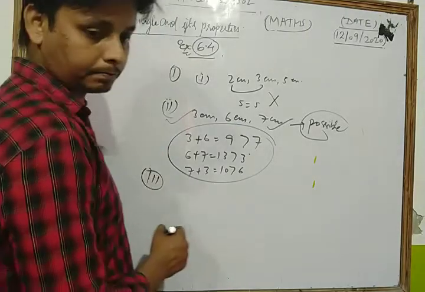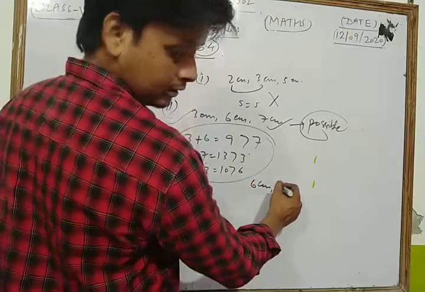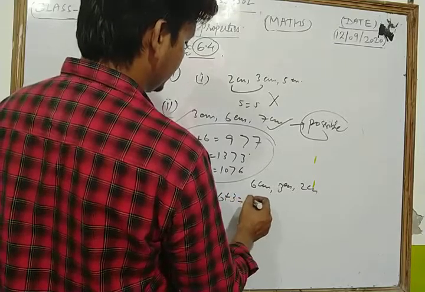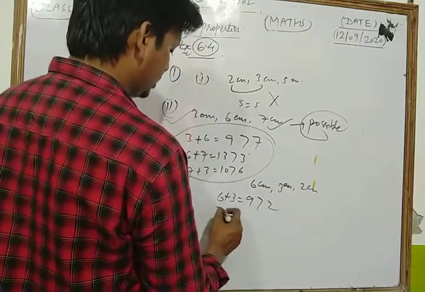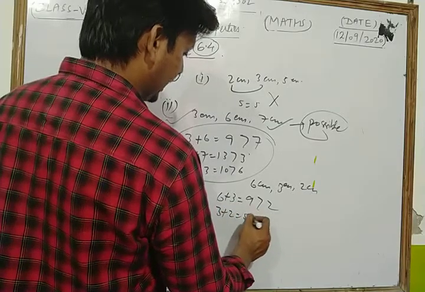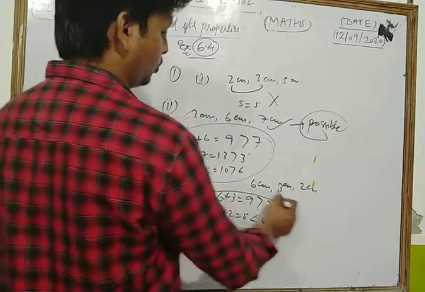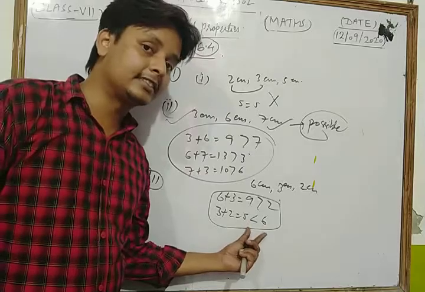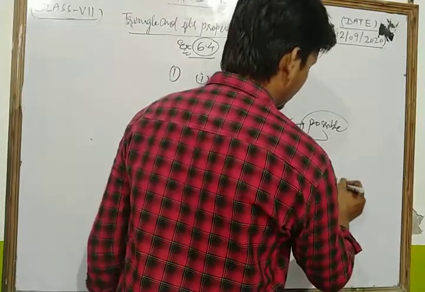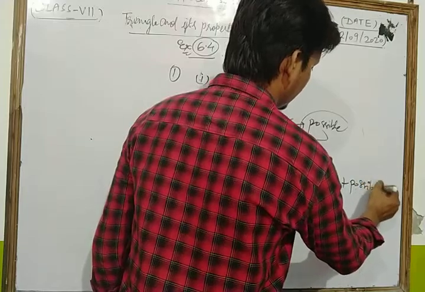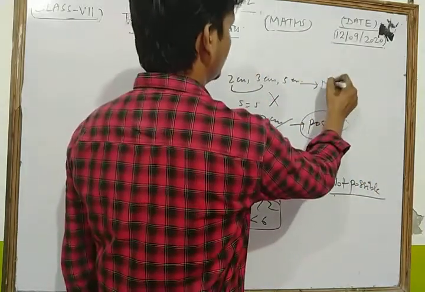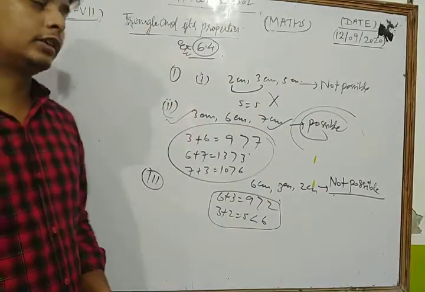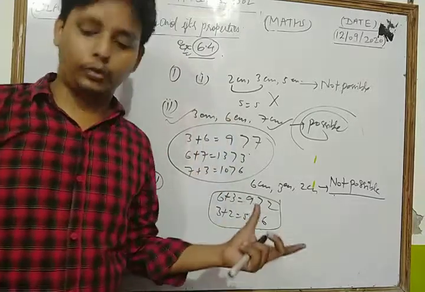Your third option is 6 centimeter, 3 centimeter and 2 centimeter. Let's see, 6 plus 3 is 9, which is greater than 2. Okay, 3 plus 2 is equal to 5, which is less than the third side. So this is not possible, because here the sum of two sides of the triangle is not greater than its third side. So it is not possible, and this is also not possible. Only the second part of this question is possible.